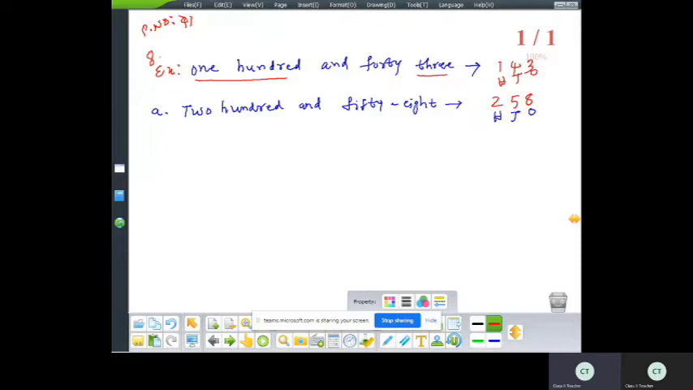258 means 258, the number form with digits 258. Now, question B. 305. That is 300 and 5.